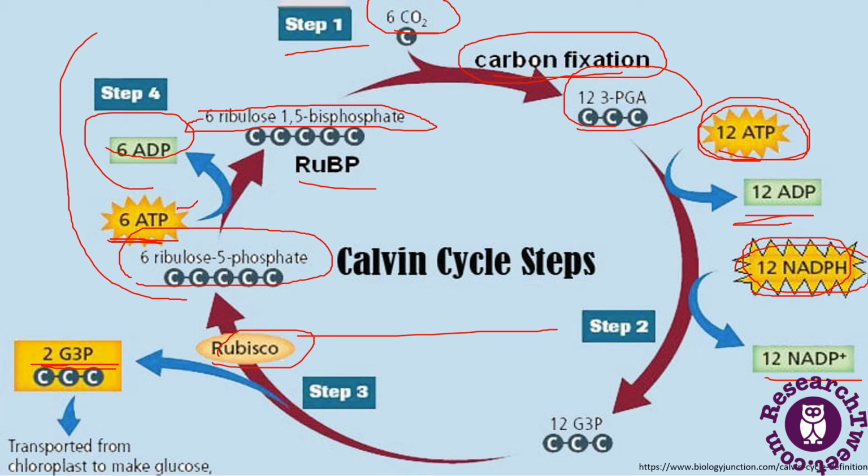So for example, if we have to write one equation on this, what we will write is 3 CO2 molecules plus 6 NADPH molecules plus 9 ATP will give rise to G3P plus 6 NADP plus ions and 9 ADP molecules. So this is about the Calvin cycle.